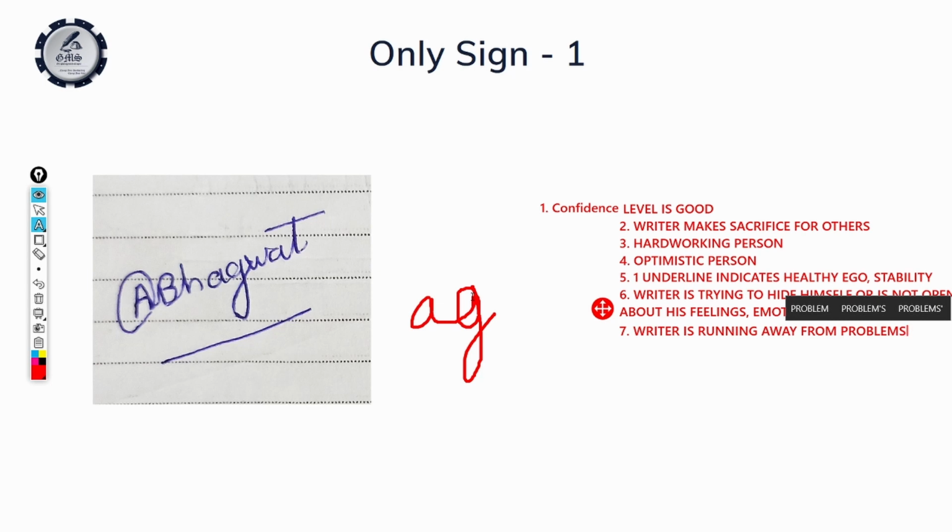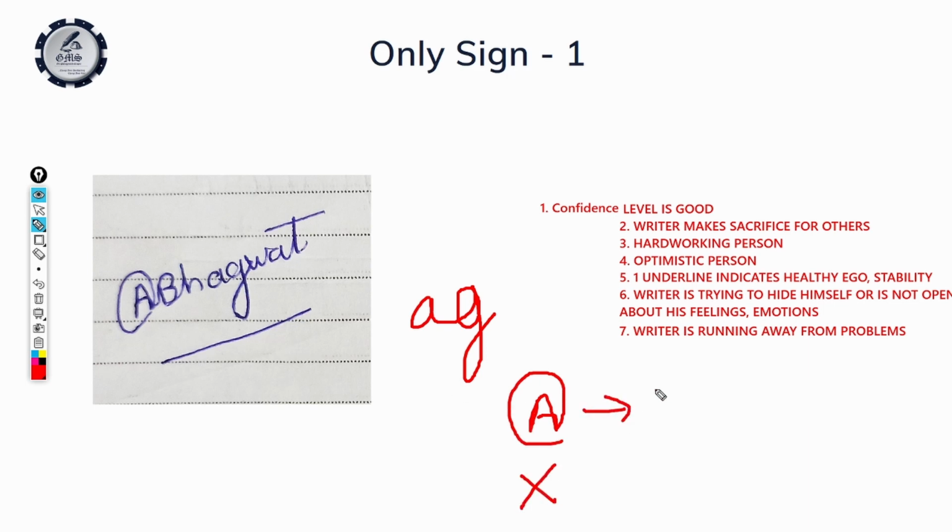No, this looks good. So what changes can you suggest to this writer? Remove the loop. If you have this loop, remove it and write it clearly. Your signature should be clear, like this: A Bhagwat. This loop should not be there.